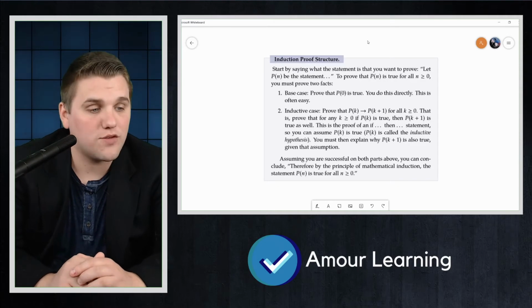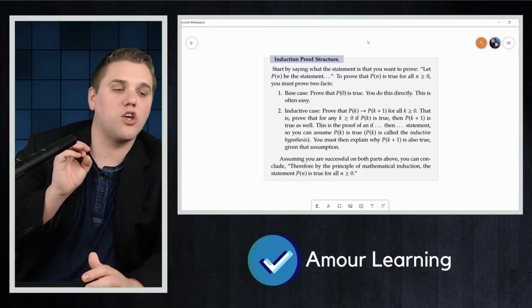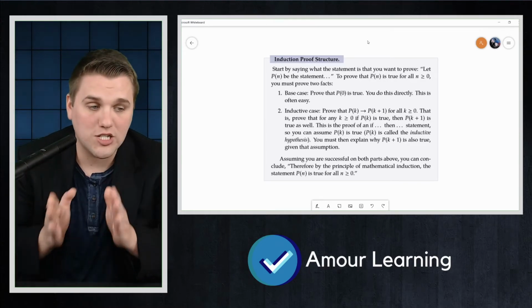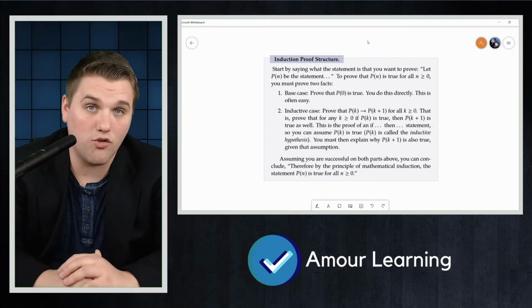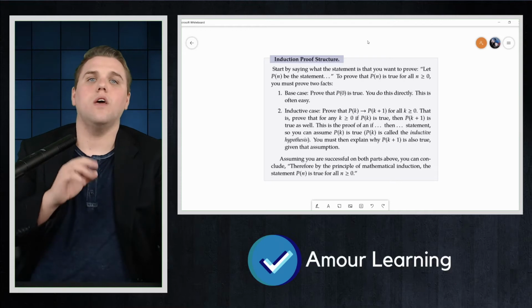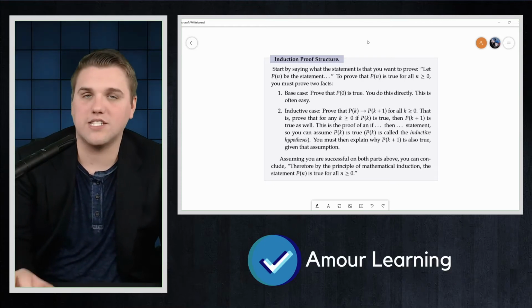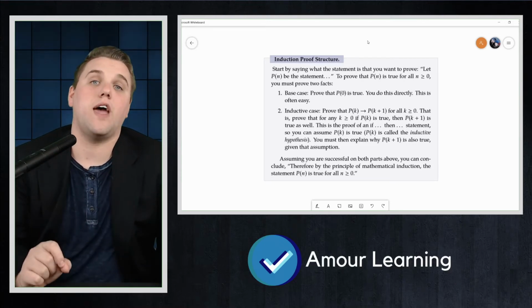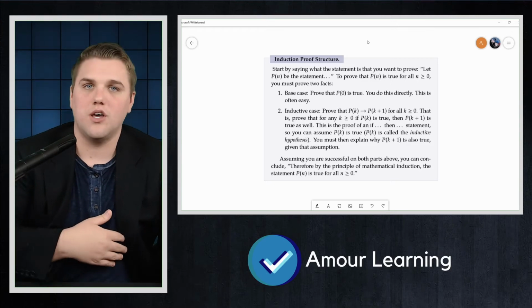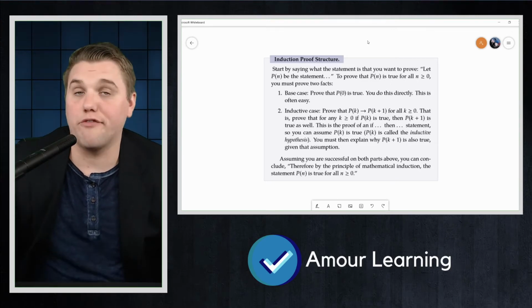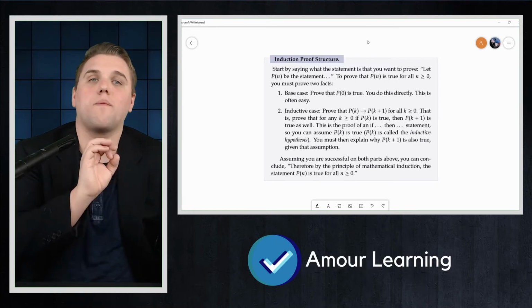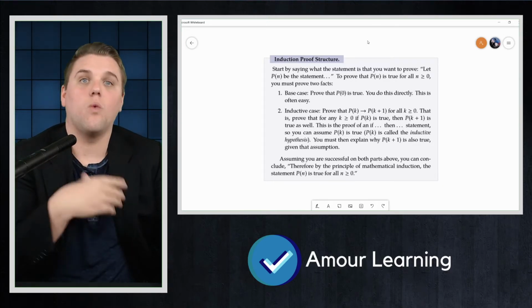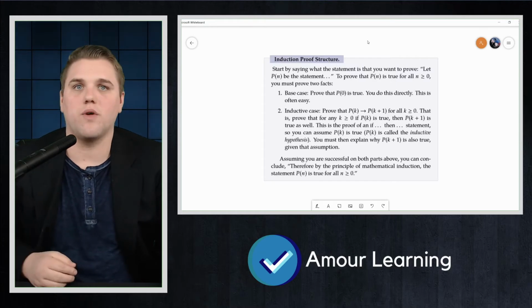Assuming you are successful on both parts above, you can conclude, therefore, by the principle of mathematical induction, the statement P of n is true for all n greater than or equal to 0. It's important to note that sometimes the statement P of n will only be true for values of n greater than or equal to 4, for example, or some other value. In such cases, replace all the zeros here with 4s, or whatever value you're using.